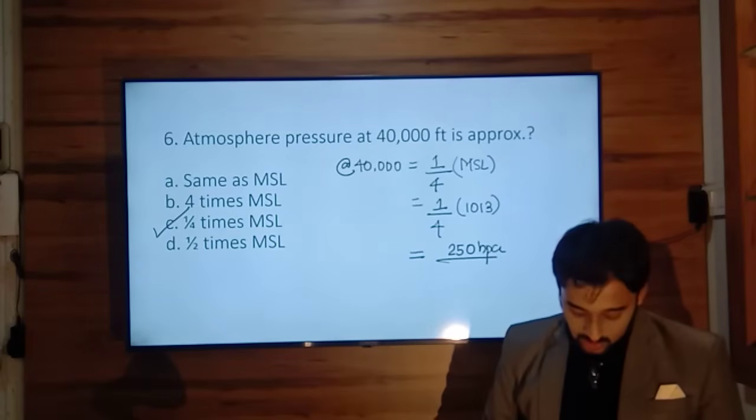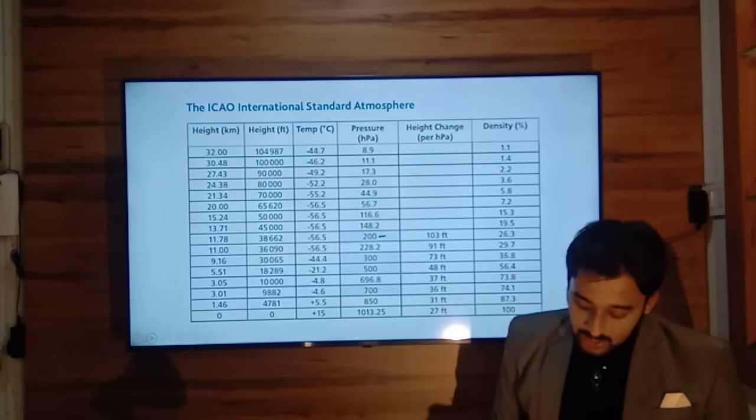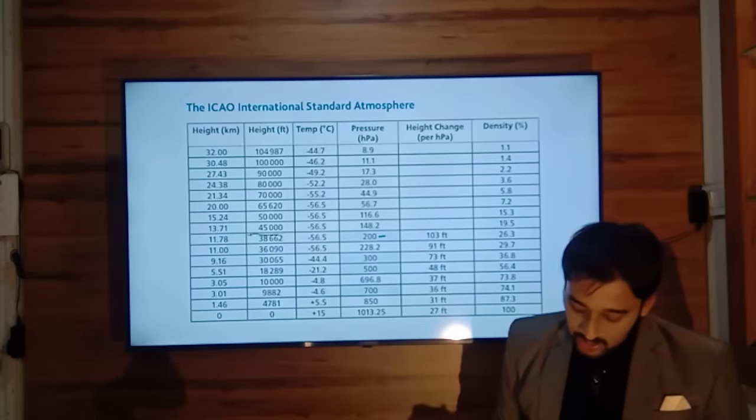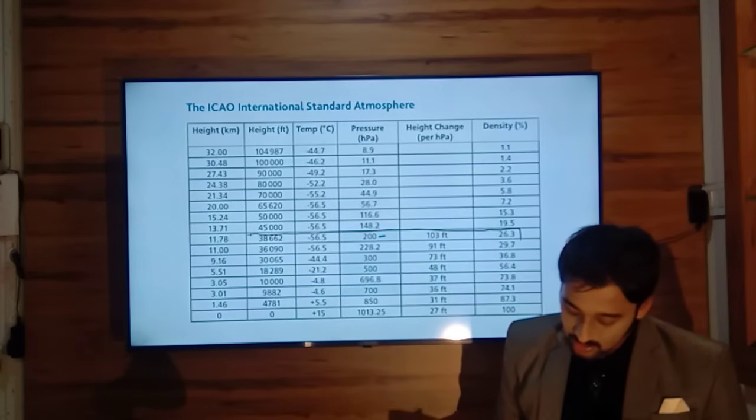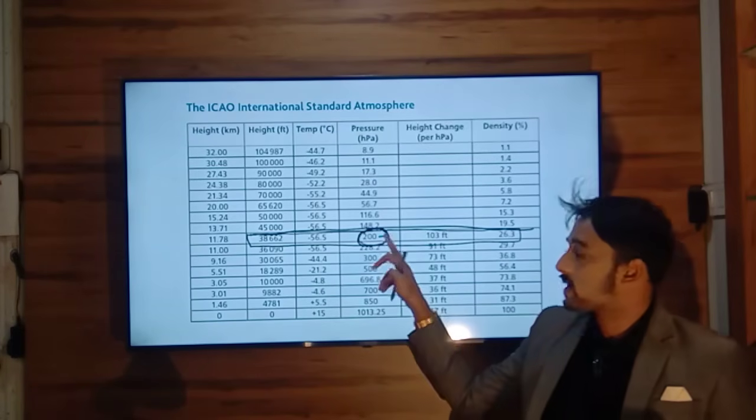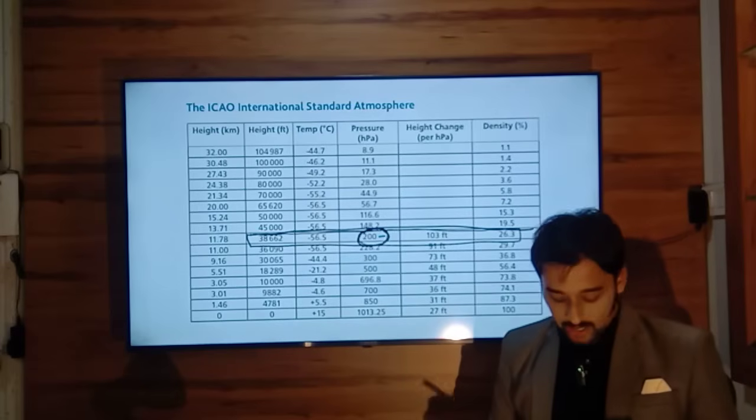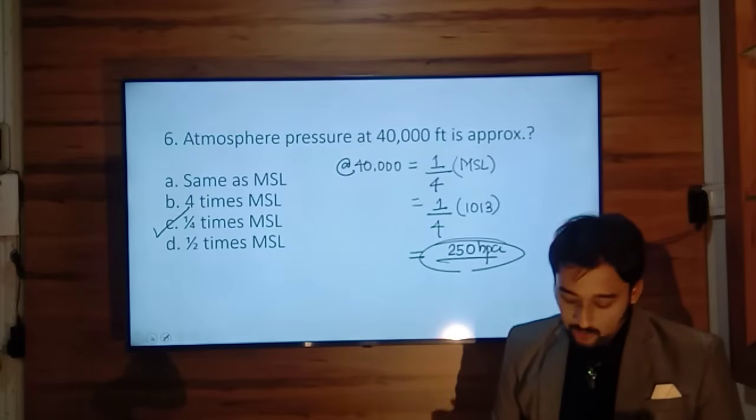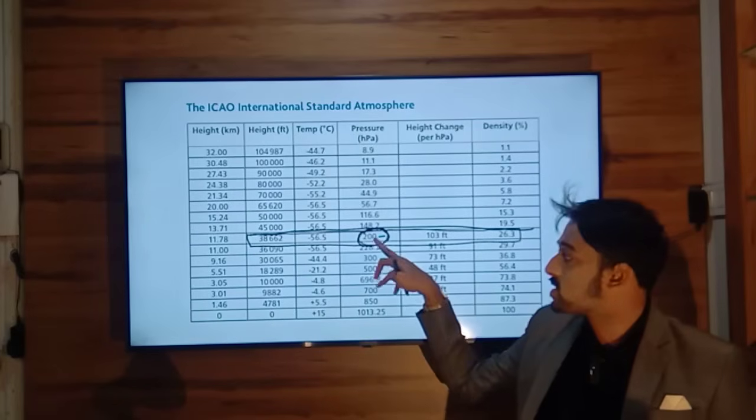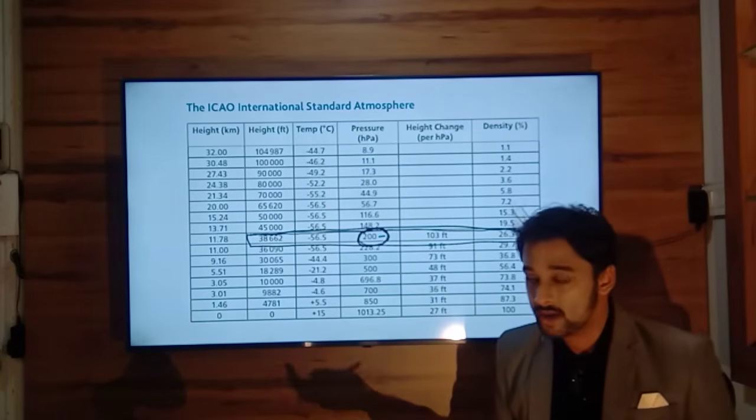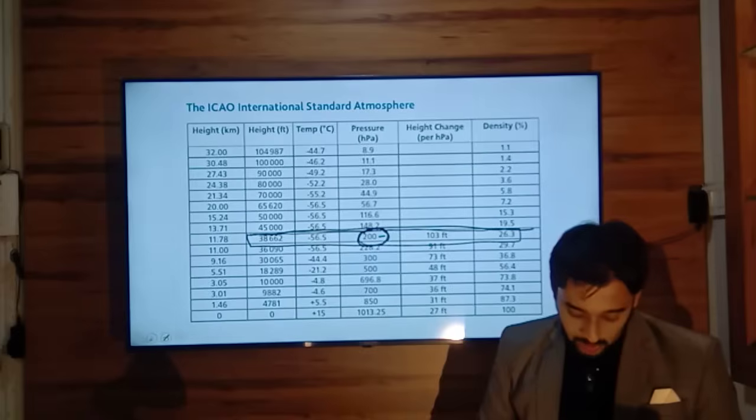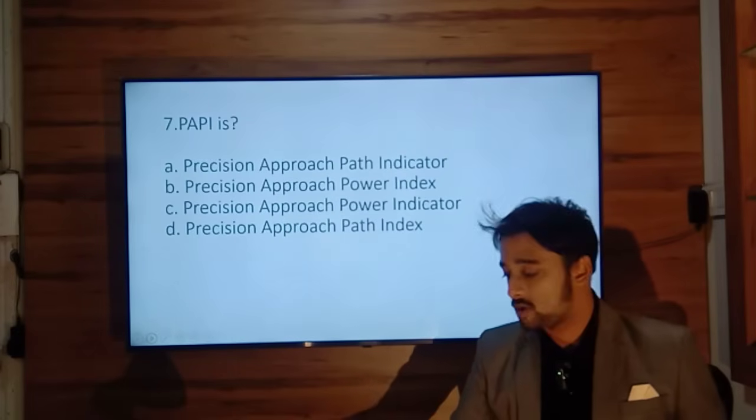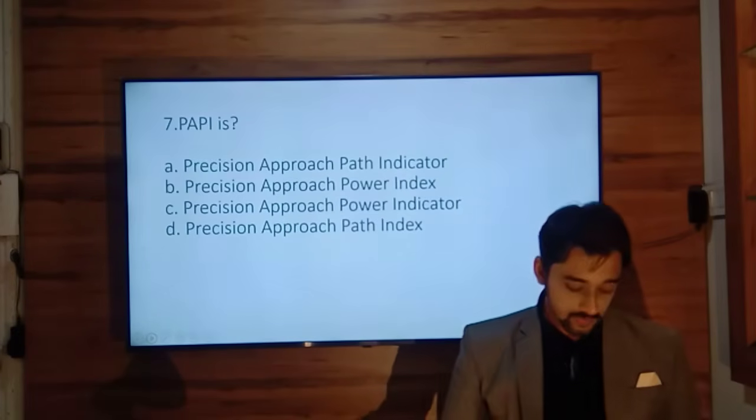Looking at this table, at approximately 38,700 feet the pressure is 200 millibars, 200 hectopascals. So we are correct. At 40,000 feet, it is 250. Actually, at 40,000 feet, following this table, it should be less than 200, not 250. But fine, for the purpose of our question, it solves that question.